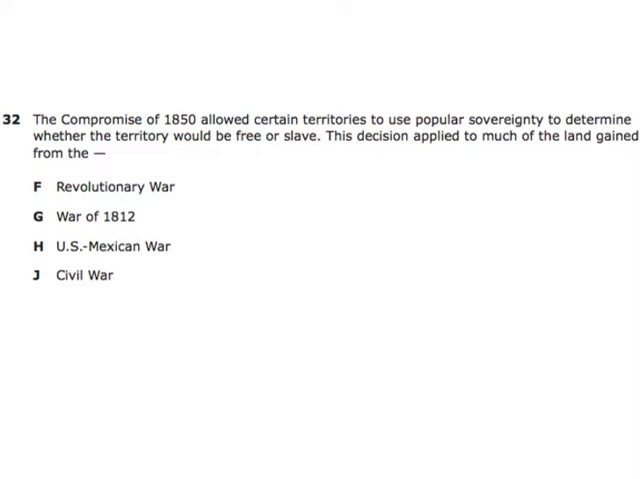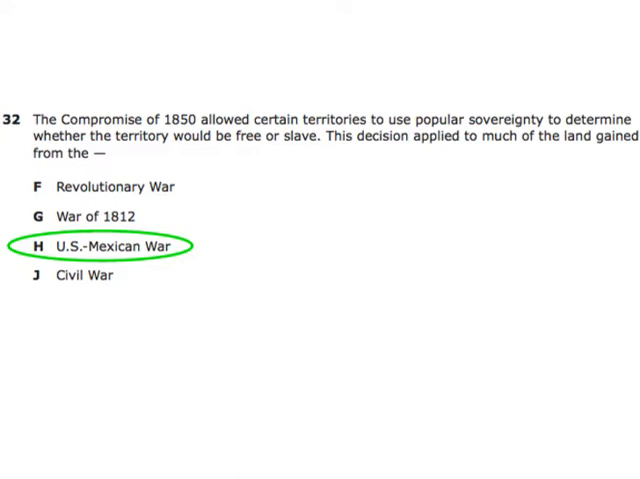The Compromise of 1850 allowed certain territories to use popular sovereignty to determine whether the territory would be free or slave. This decision applied to much of the land gained from the U.S.-Mexican War. So remember, popular sovereignty was in places like Utah and New Mexico. After we gained the land from the U.S.-Mexican War, now we try to decide if these areas should be free or slave. Compromise of 1850, the Mexican War ended in 1848.